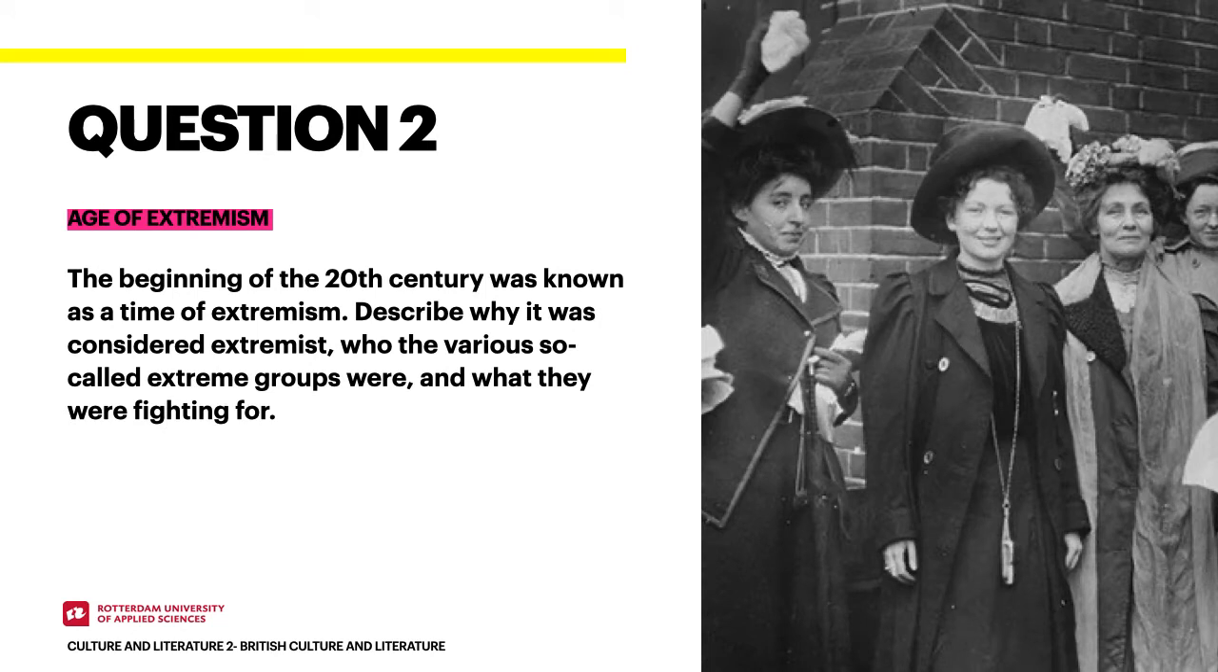The second question that you're going to answer for the lecture is about the age of extremism. The beginning of the 20th century was known as a time of extremism. Describe why it was considered extremist, who the various so-called extremist groups were, and what they were fighting for. You can find this information in your textbook, and you have to make sure that you have it with you for the online seminar.